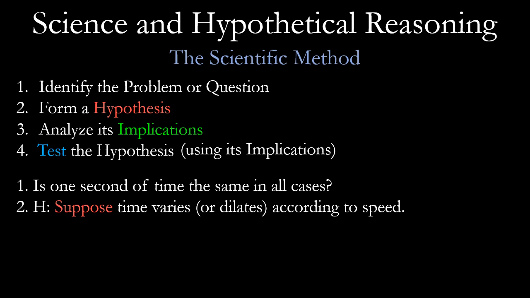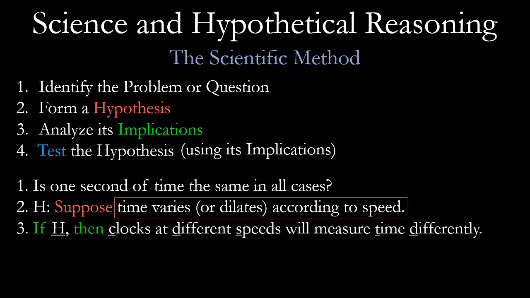Suppose time dilates or varies according to speed. Right? This is the abduction. This might explain some of the things that we may be observing. All right, that's our hypothesis. Well, then we might use a little bit of deduction.